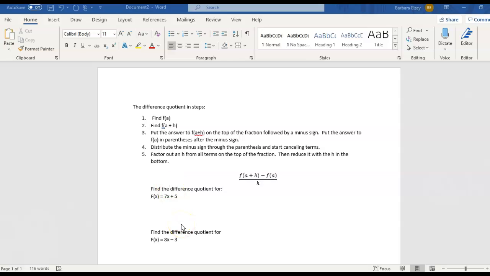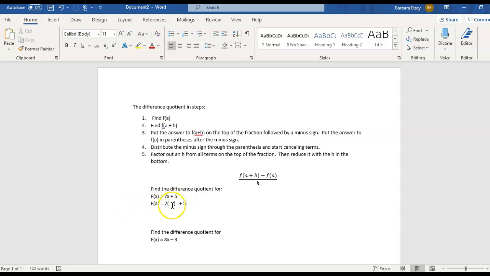So let's do some examples. Find the difference quotient for f of x equals 7x plus 5. So our steps here say find f of a first. So let's find f of a. And remember what I said about functional notation. We want to replace the x with a set of parentheses. So in 7x plus 5, if I replace the x with a set of parentheses, it will look like that.